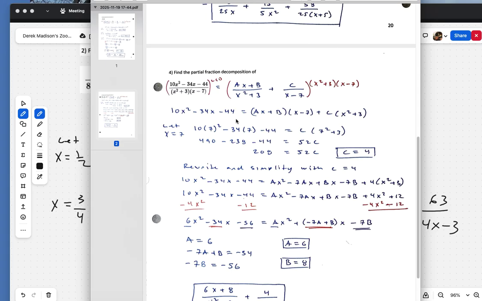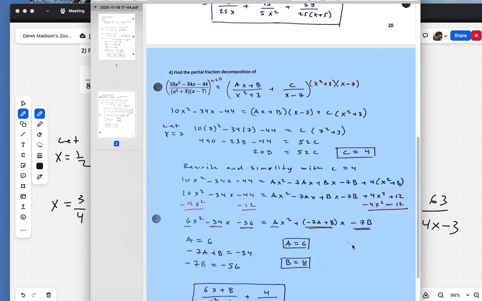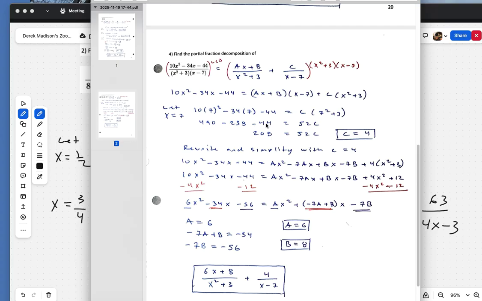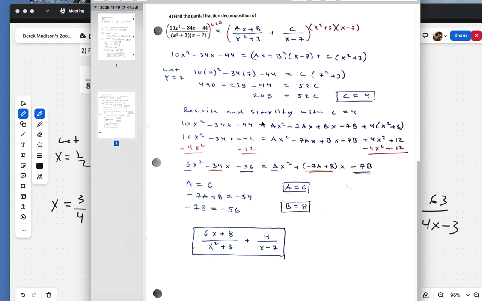So there's a 7 in for the x, and I got 490, 7 times 34 for that, minus 44, and then collecting all these terms on this side, I got 208. Over here, plugging in for c, 7 squared would be 49 plus 3, that made 52c. Dividing that over, c equals 4. So, let's see how many times I can manage to do that before I get to the end of this.